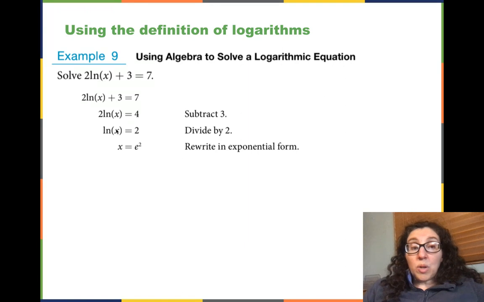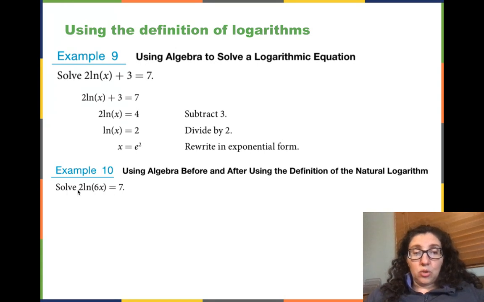Now we can just read, what is this saying? This is saying e squared equals x, right? The definition of exponential or logs. e squared equals x. So e squared is just a number, right? We could put that in our calculator or leave it in exact form like that.